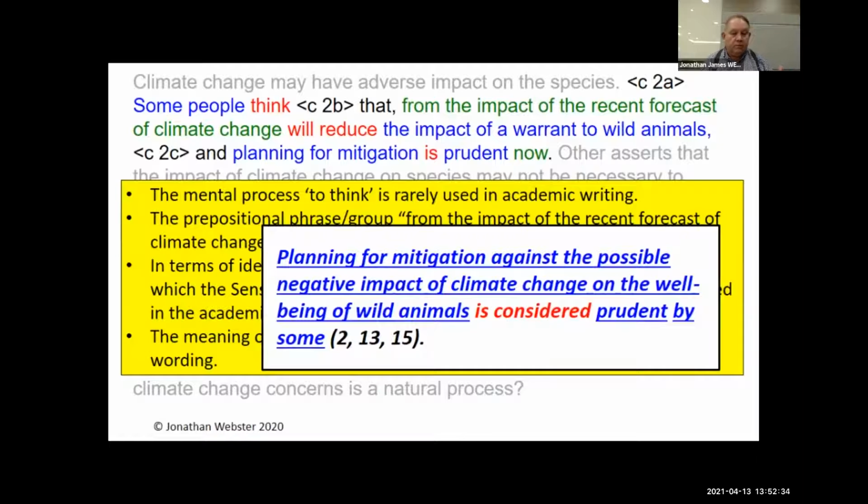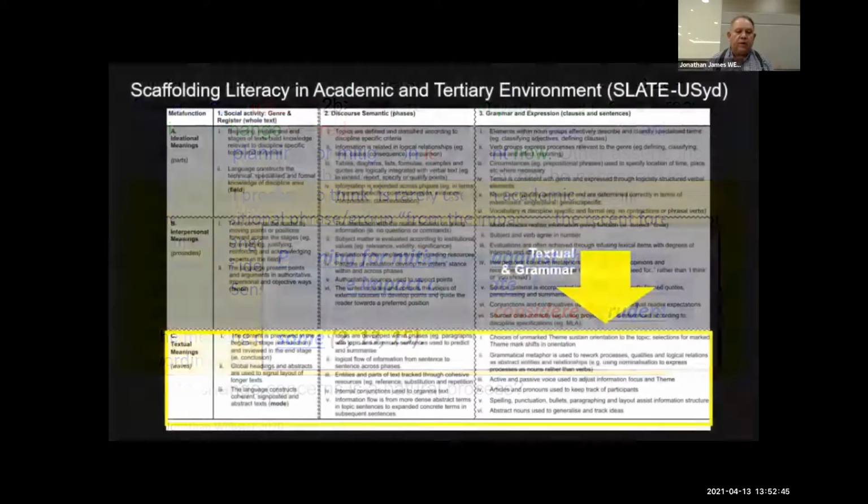Is considered, that's the main verb, prudent by some. And then in an academic text, of course, you'd give references. Who are the some? You cannot just leave it vague.